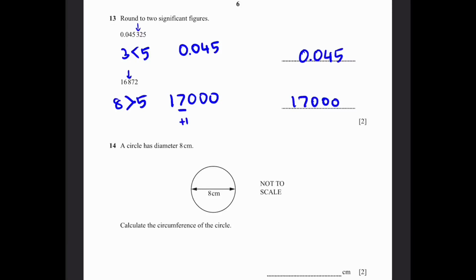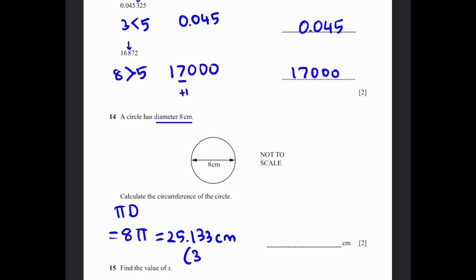Question 14. A circle has diameter 8 centimeters. Calculate the circumference of the circle. So we have the diameter of the circle. The formula for the circumference of the circle is pi d, where d is the diameter. So let's replace d with 8. So this will be equal to 8 pi, which is equal to 25.133 centimeters. This is written to 3 decimal places. So let's write that down.